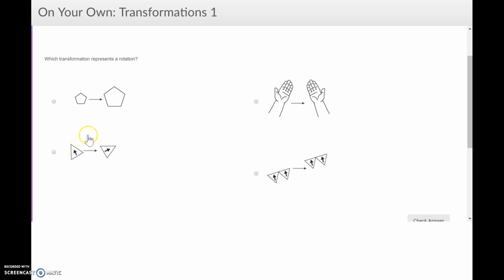Now we're looking at this arrow in the triangle. If we rotated in a perfect circle, the arrow would now be pointing that way. And just to check this one, notice how the arrows did not change directions. If we rotated these, the arrows would be pointing down or more down than they are. They wouldn't stay the same like that. This is obviously a translation where they just slid it up to here.